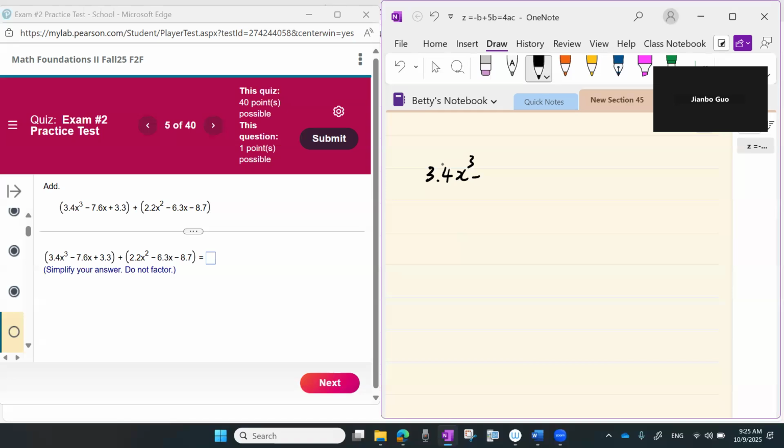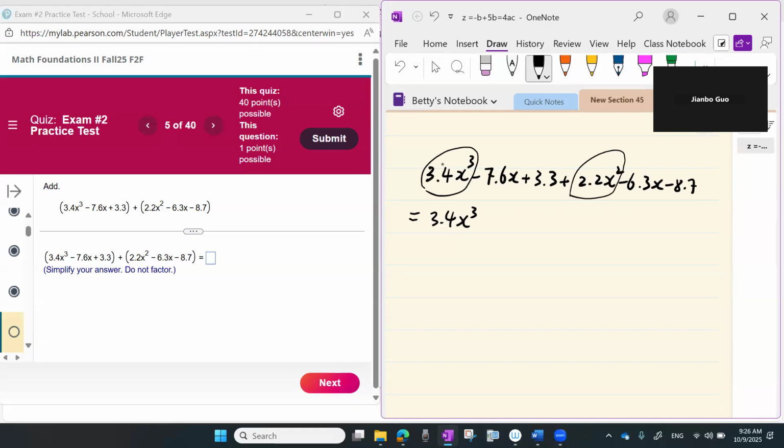3.4x cubed minus 7.6x plus 3.3, okay? And plus 2.2x squared minus 6.3x minus 8.7. Okay, so we keep this term, 3.4x cubed. And then we also keep this term because there's no other term that can combine with that. That's the only squared term in this polynomial.